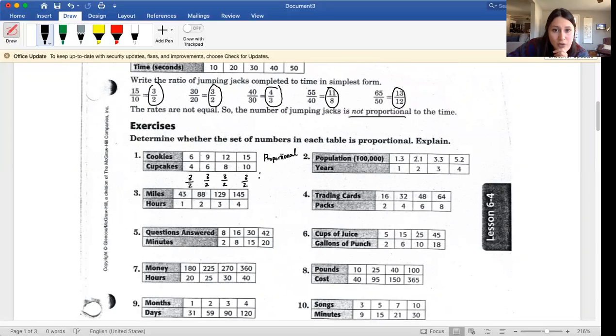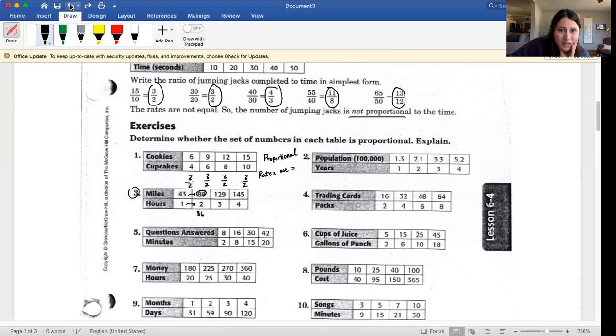And we would say that the rates are equal, okay? Let's take a look at number 3. So number 3, if you look at this, this is miles to hours, 43 miles in 1 hour. Well, in this one, if I predict going up, doubling this, where 2 hours, I should have double the amount, which would be like 86. And this isn't 86, right? So I don't think this is proportional.